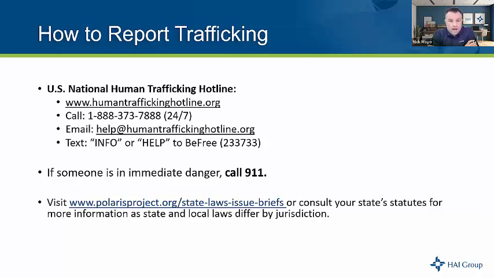Also, here on the bottom bullet point, you can visit polarisproject.org, and you will be able to consult your state statutes for more information, as state and local laws may differ by jurisdiction. So again, since 2014, all 50 states have had laws come out in regards to human trafficking, and you'll find a lot of similarities, but there may be differences by jurisdiction. That polarisproject.org website will show you the different areas in each state, local laws, and information for the particular state that you may live in or work in.